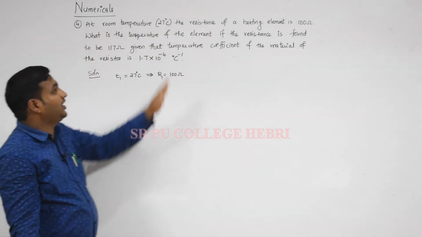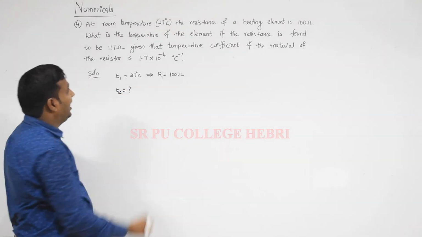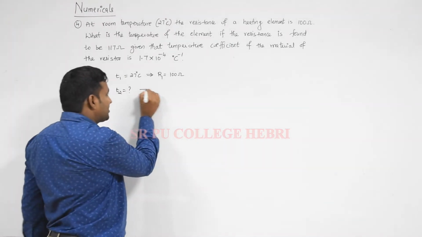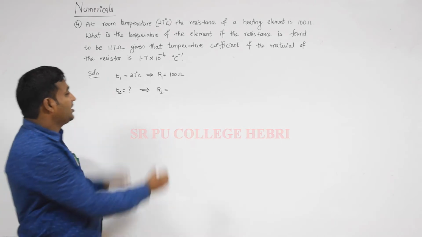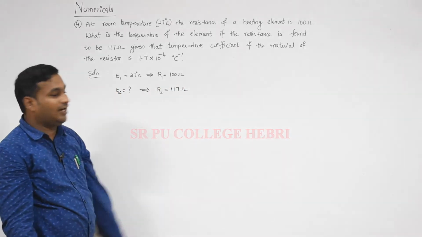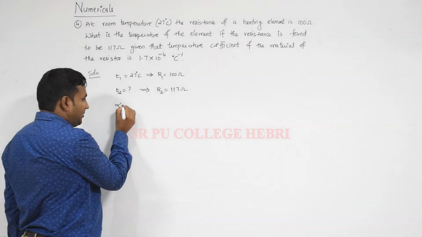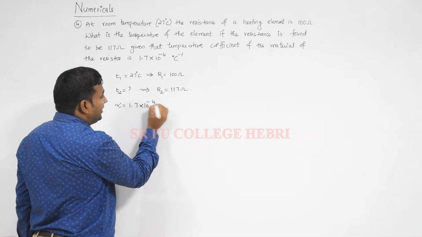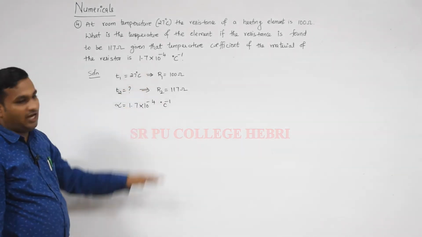What is the temperature of the element? That is nothing but T2. If the resistance is found to be, we consider it as R2 is equal to 117 ohm. Given that the temperature coefficient of material of the resistor, that is alpha, is equal to 1.7 into 10 power minus 4 per degree Celsius. This is the value for alpha.